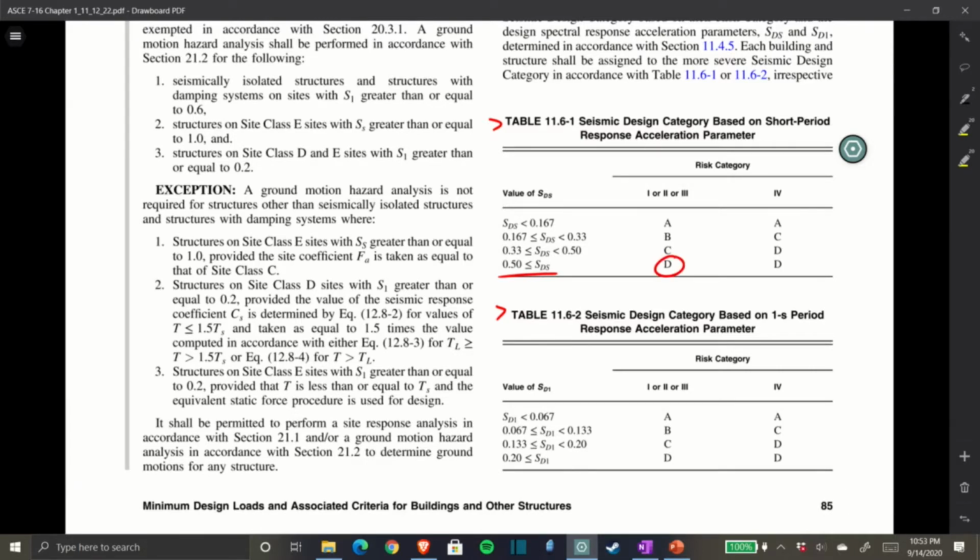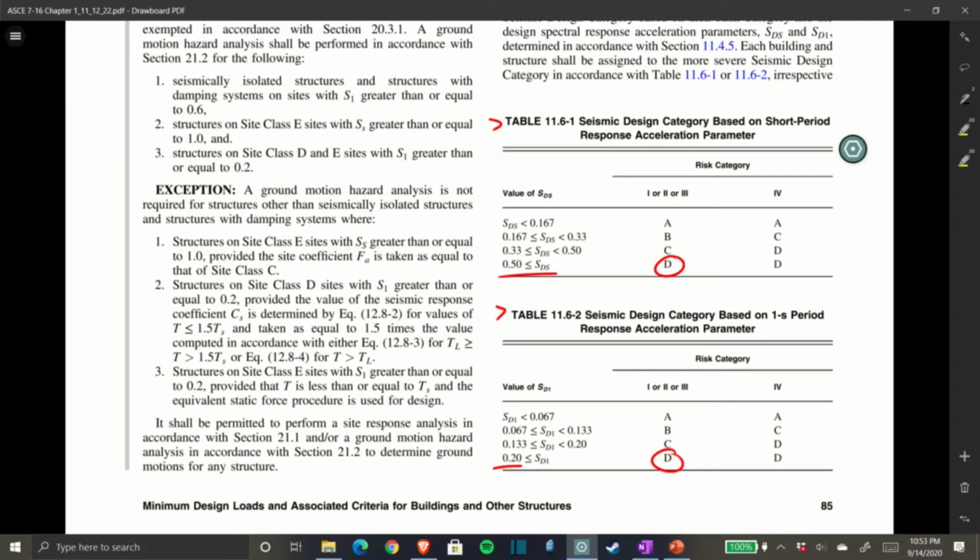And we can check the bottom table as well. This is based on the 1 second period response acceleration parameter, SD1, and SD1 is greater than 0.2. I think it was 0.51, so risk category 2 again. D, we're good. So we are seismic design category D. Next, since we have that, now we're able to move on to chapter 12.